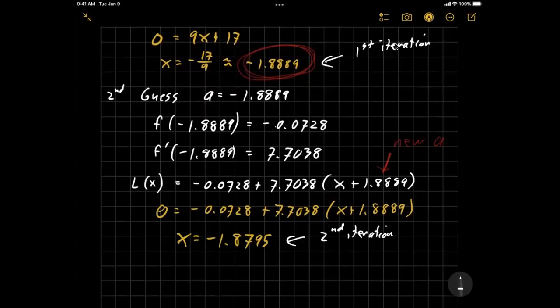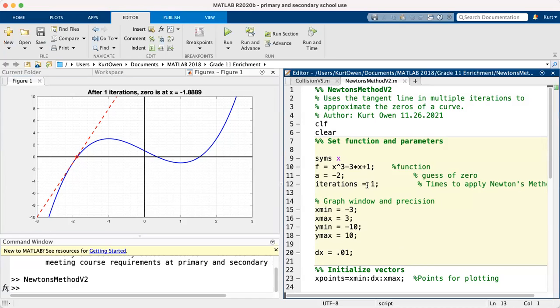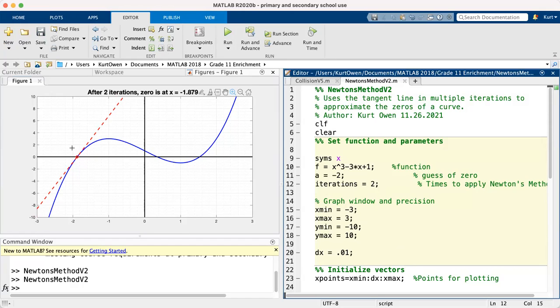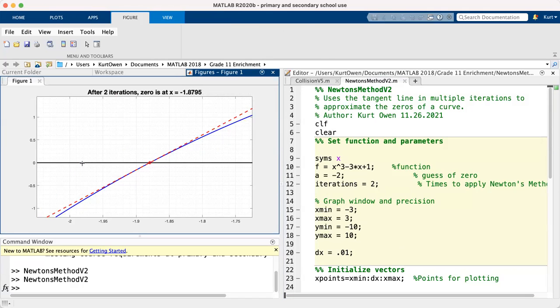So let's go back over to Matlab and see what that looks like. Okay, so in Matlab, we have our first iteration here, which we already had. Let's see what happens when we go to 2 iterations of the process. Okay, you can see the tangent line shifted slightly as we changed our point of tangency, and then it gave us a new 0. And let's zoom in and see what that looks like. Well, it looks close from here, but if we zoom in, it's still very close. And we could zoom in on the zoom.